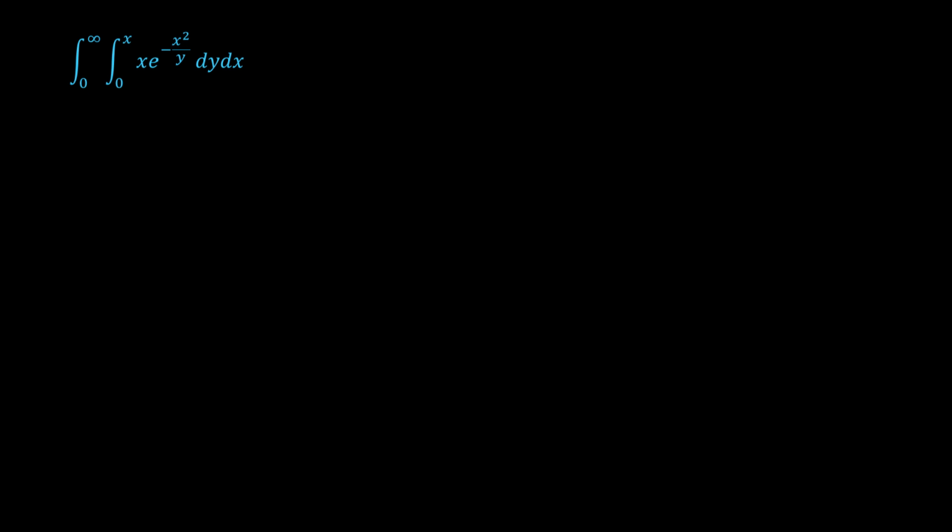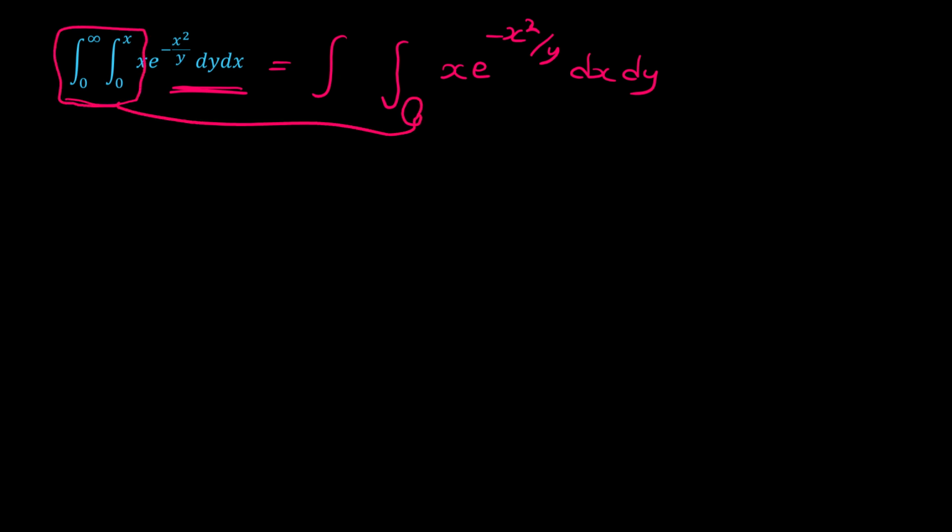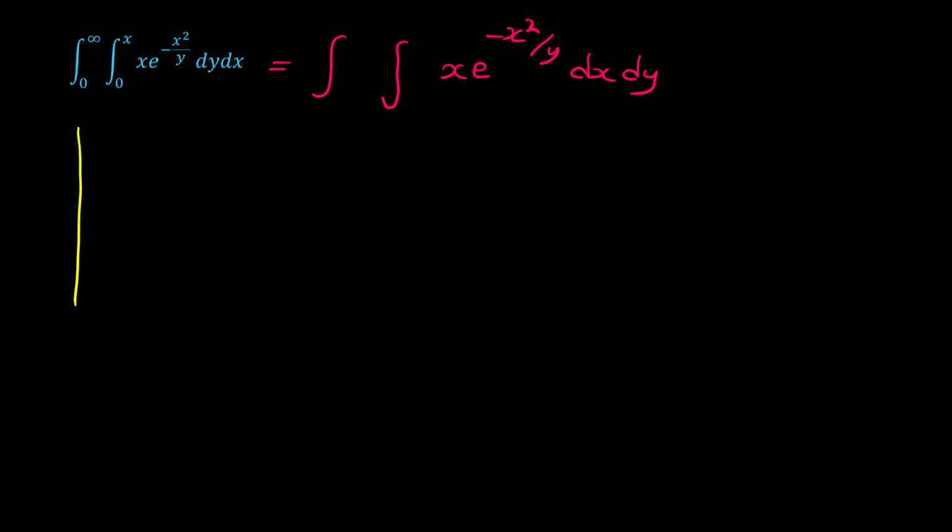So we want to try to write this integral in the reverse order, which is finding the integral of x e to the negative x squared over y, dx dy. Because we want to change the order of integration, first we have to draw this region, then we have to find the proper upper limit and lower limit for the new double integral. Let's draw the region here.